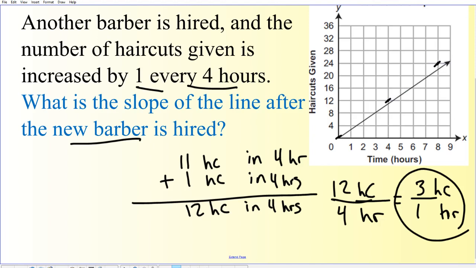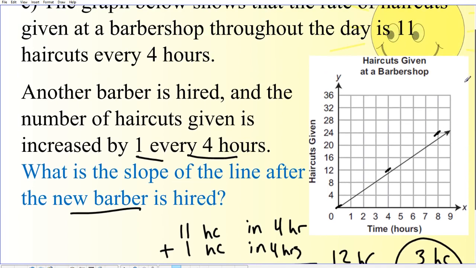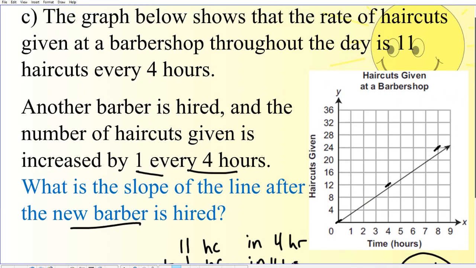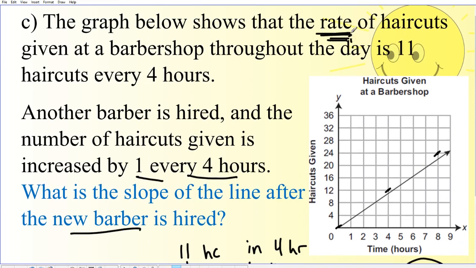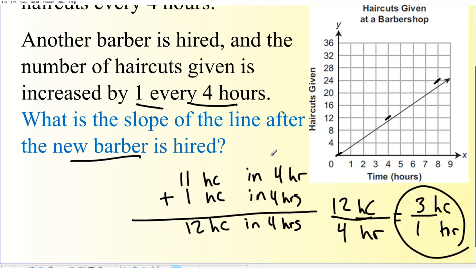In 4 more hours, there'd be 36 haircuts. It's going up by 1. Every 1 hour, you got 3 haircuts. And that was it. Understanding that the haircuts per hour is the rate. It is the rate of haircuts. It is the slope of haircuts. So if your slope was 11 over 4, and you increase it by 1, then it's now 12 over 4. 12 haircuts in 4 hours instead of 11.